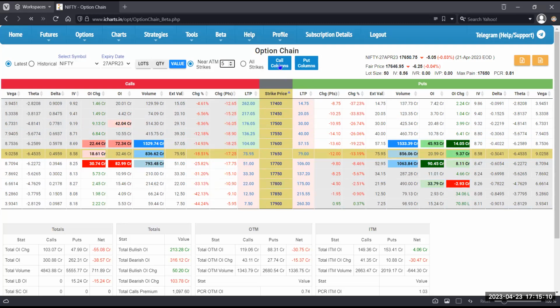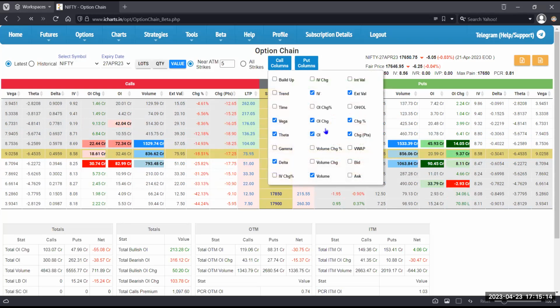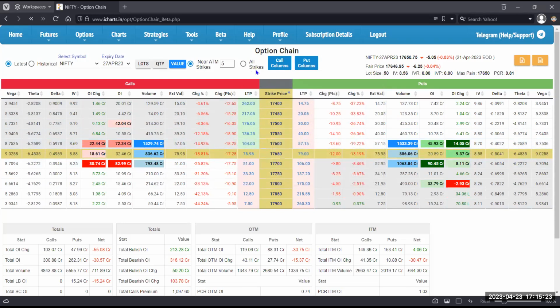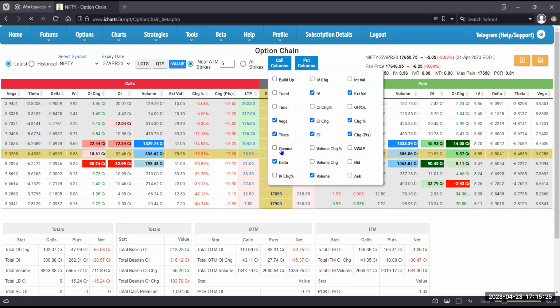Here we have buttons where lots of columns are there now. So we have added lots of columns. Whatever columns you want, you can enable from here for call side and put side. The new columns that have got added, if you see, all these Greeks, trend and all that were there all the time. Build-up is there, and IV, percentage of OI change, percentage IV change. All these people wanted volume change. So all these are there. And the main thing that is there is extrinsic value.